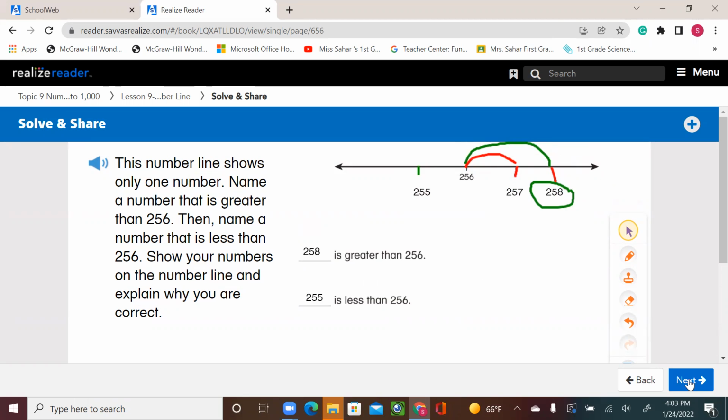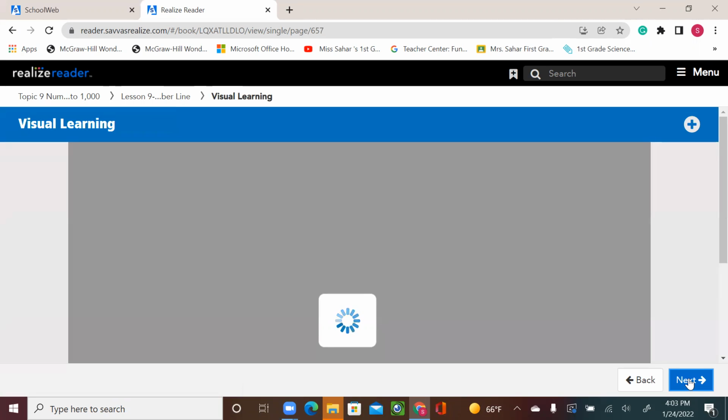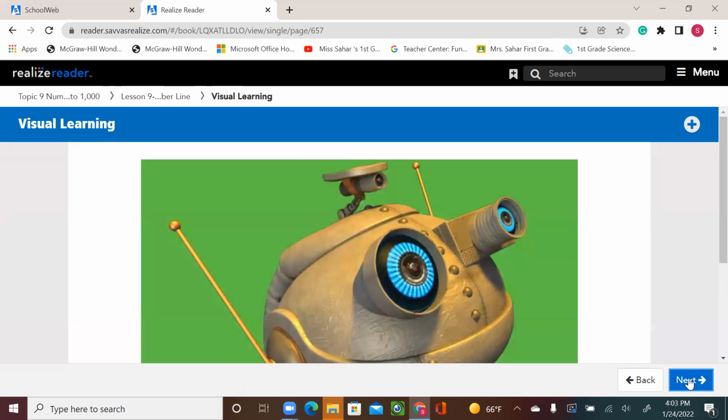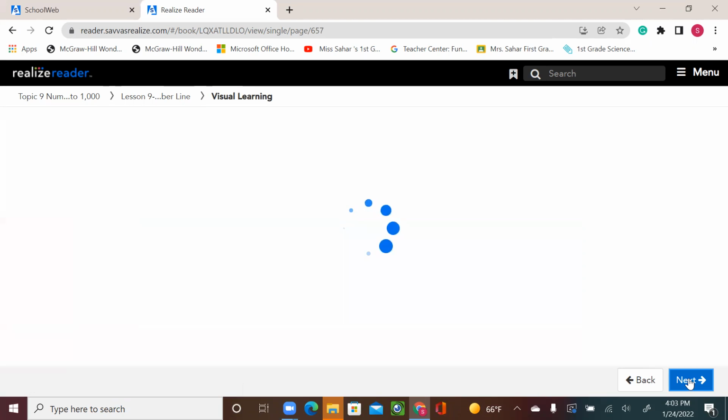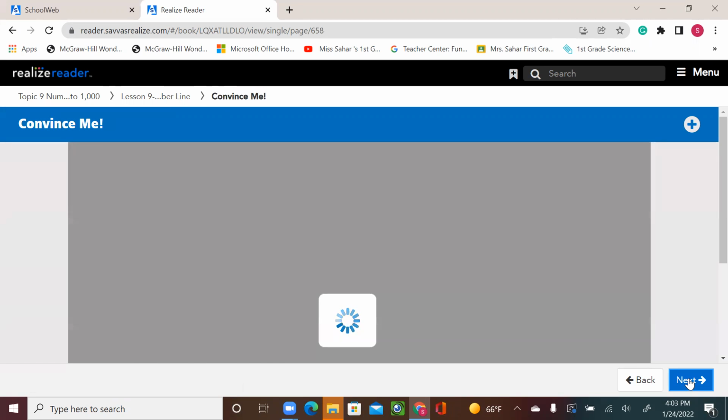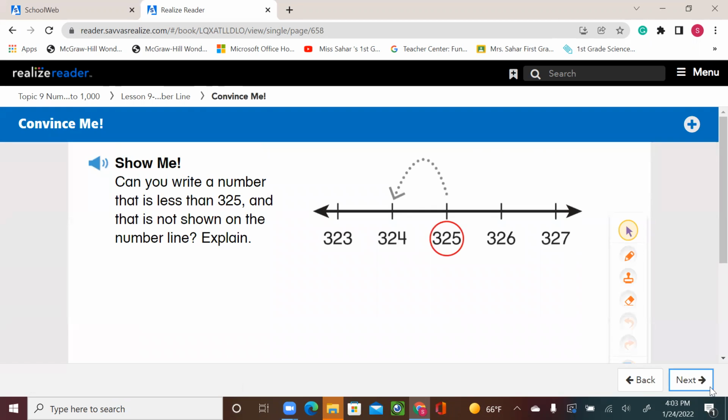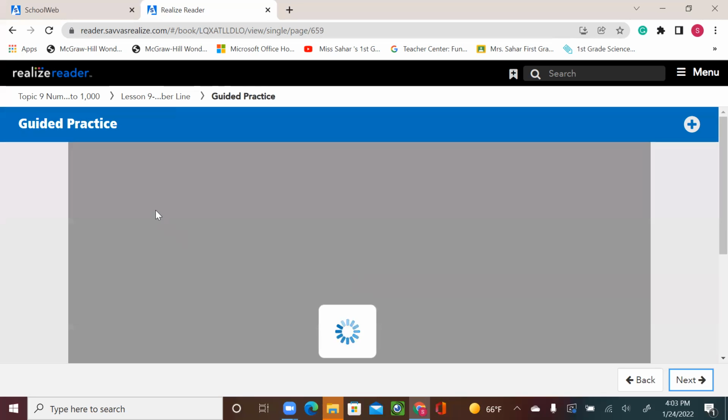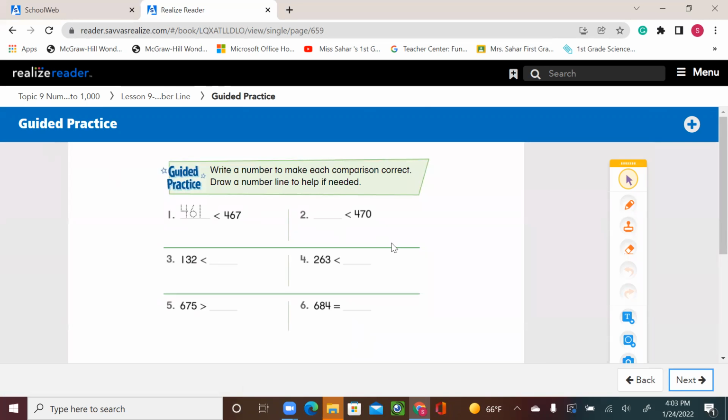All right, so let's see our guided practice in your book, page 410. Write a number to make each comparison correct. Draw a number line to help you if you need it. So if you need it, you can put a number. Otherwise, you just try to find it out with mental math or the number that comes before.